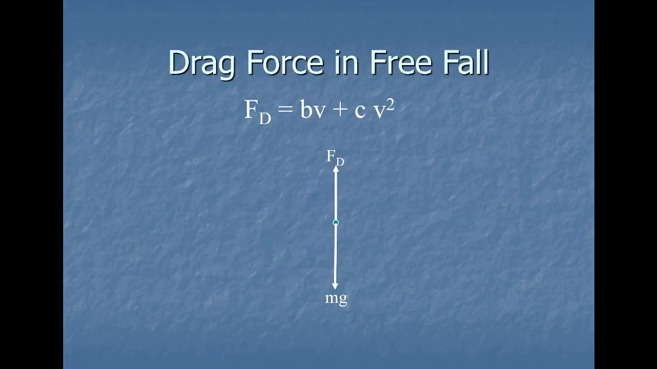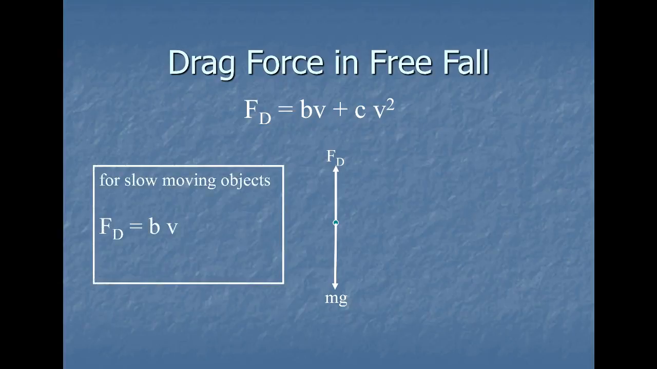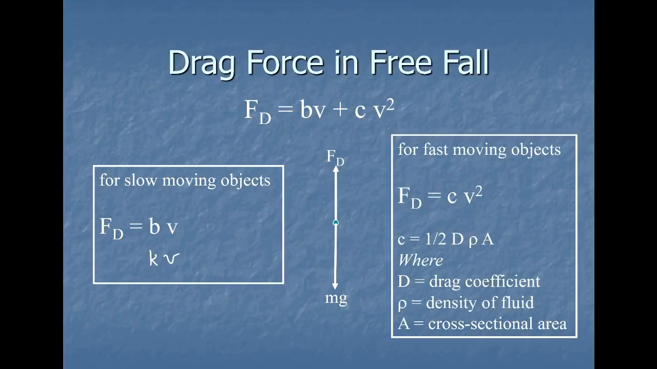So in free fall, in general, we say that F drag is equal to bv plus cv squared. When objects are moving slowly, we use this form of bv, and sometimes you'll see it as kv, but most of the time that's a b. For fast-moving objects, you have a slightly different equation where c depends on a drag coefficient, the density of the fluid, and the physical size of the object, so the cross-sectional area. Quadratic drag is much more complicated than linear drag.